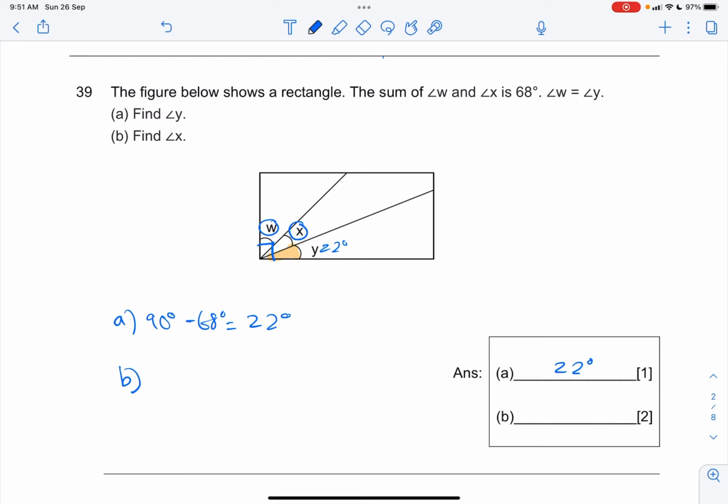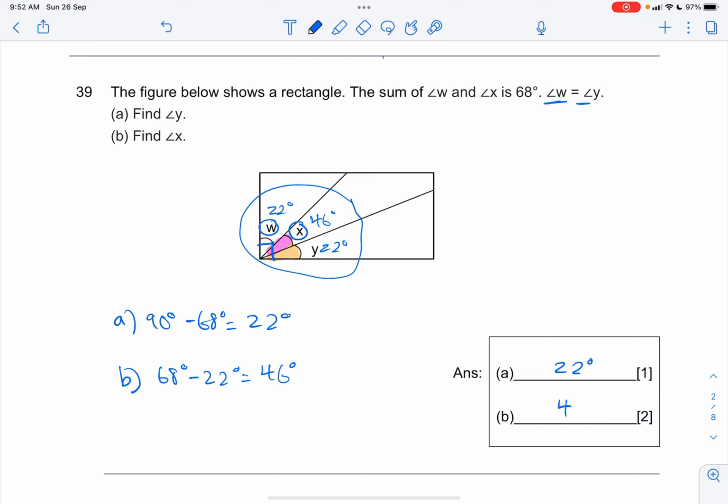And what about angle X, which we will use pink for this? So W is the same as Y. So if Y is 22 degrees, W is also 22 degrees. And so X would be 68 degrees minus 22 degrees, which will give you 46 degrees. So X is 46 degrees. And to check, we can add all three together and we should get 90 degrees back. So A, angle Y, 22 degrees, angle X, 46 degrees.